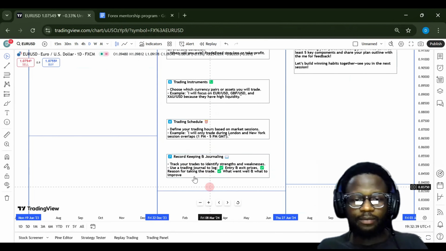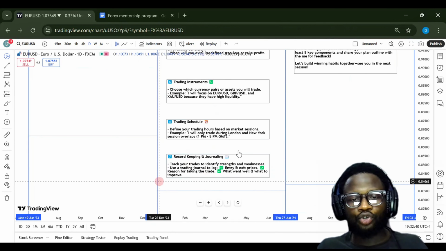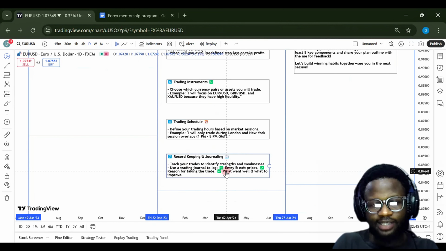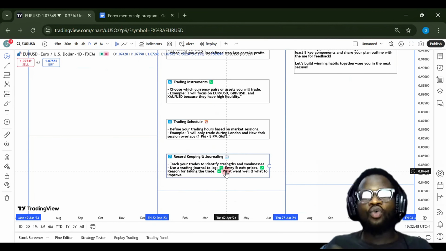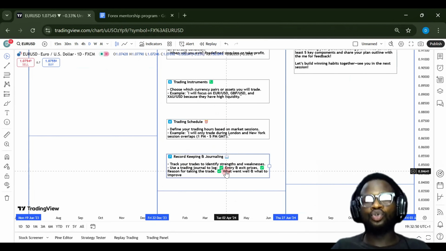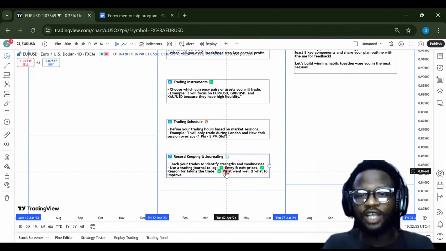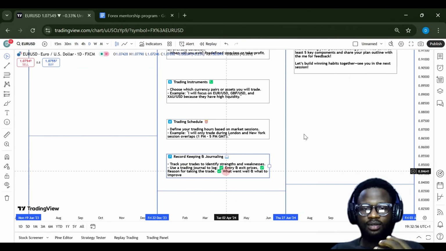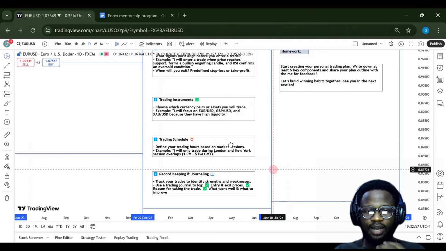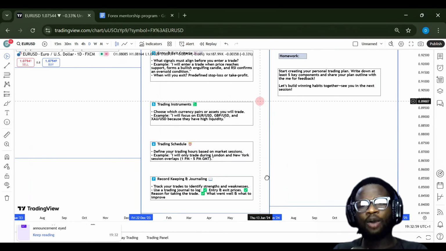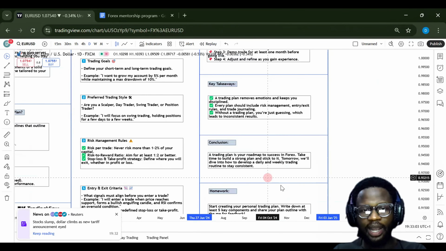All right. So track your trades to identify strengths and weaknesses. Use a trading journal to log your entries and exits, reason for taking the trade, what went well, and what to do to improve. What this does is keep you psychologically in check, right? When all of these are married together, you are good to go. It helps you a lot.